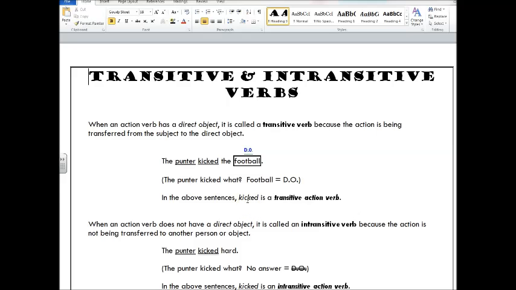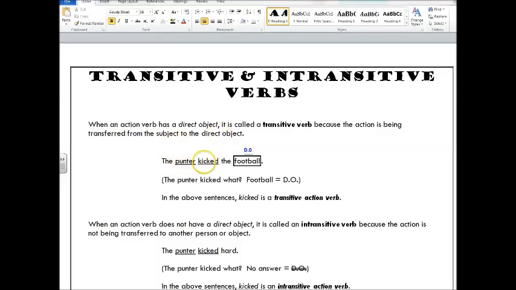This is our grammar assignment, sentences 9. What we're going to do is go a little further in depth into action verbs and direct objects. Not every action verb is going to have a direct object. When an action verb does have a direct object, we call it a transitive verb because the action is being transferred from the subject to the direct object. And you can see "trans" in here, as in transfer, transitive.